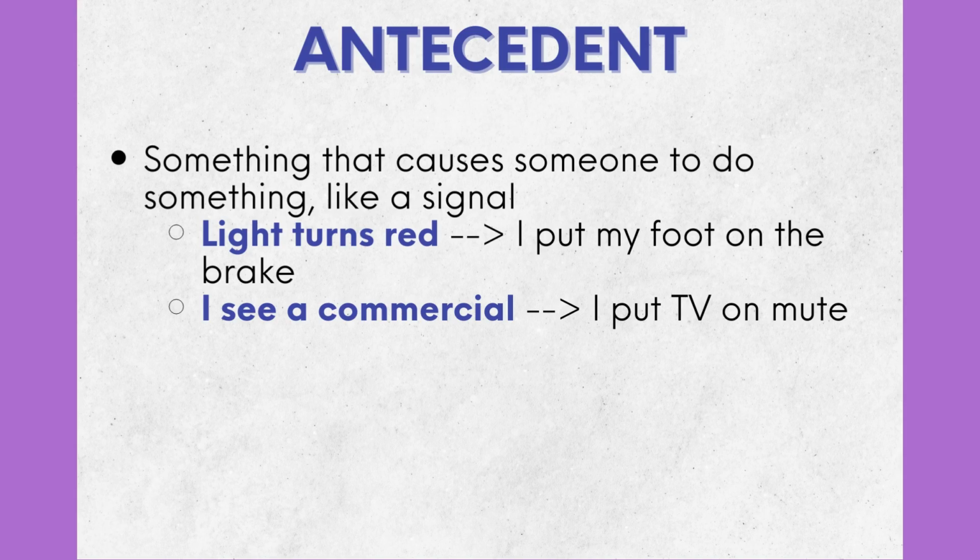So antecedents can actually include a lot of different things. So here's a few examples. Something that causes someone to do something, like a signal. So I'm driving and I see the light turn red. I respond by putting my foot on the brake. So in that situation, the antecedent is the light turning red, and my behavior is putting my foot on the brake. For another example, let's say I'm watching TV and I see a commercial pop up. Then I put the TV on mute. So the antecedent is seeing the commercial, and the behavior is putting the TV on mute with the remote.